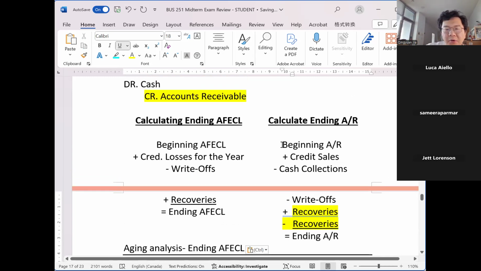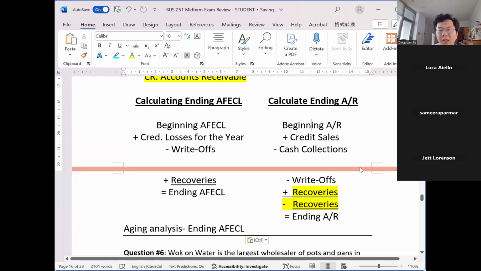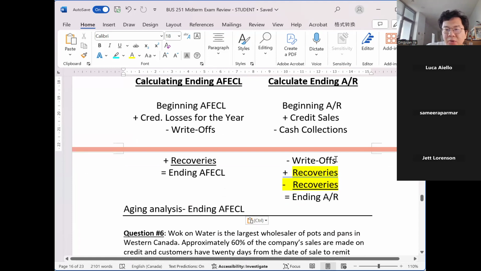For this account receivable, you use the beginning account receivable, and there's not much to say about this one, right? And we plus the credit sales, which is very straightforward. You sell something on credit, on account, and that's the account receivable added. And then you made some collections from your customer, right? So you have to subtract the cash collections, and also subtract the write-offs. Like this part, I don't need this anymore.